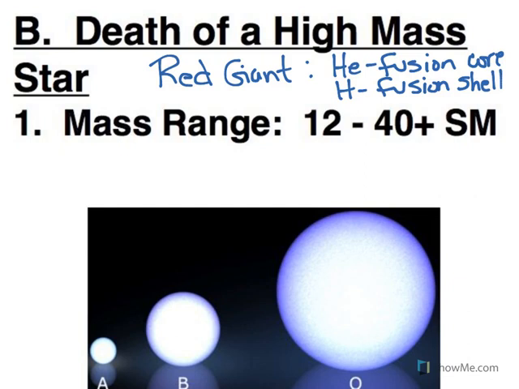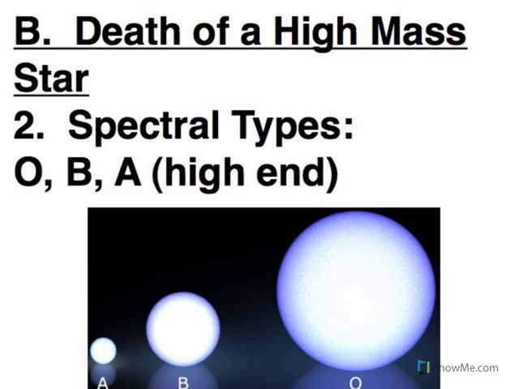With a high mass star, it's going to be hotter. And so that's going to allow it to do more in its death throes than a low mass star. So with our high mass star, we're saying that that's a mass range of 12 to over 40 times the mass of our sun. So remember, SM is solar masses. So in terms of spectral type, we're looking at O and B stars, definitely, and the upper end of the A stars, the higher mass of the stars that fall into the A category.